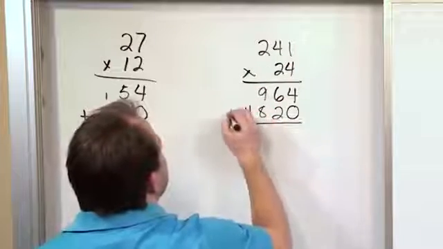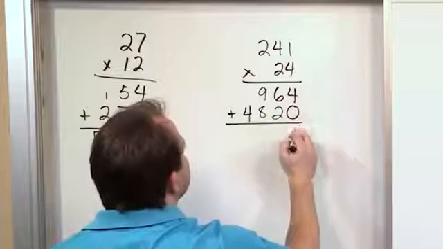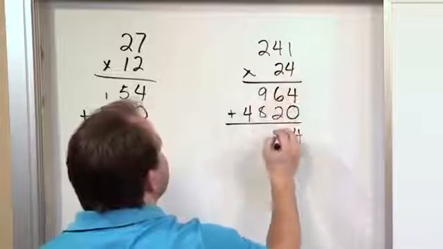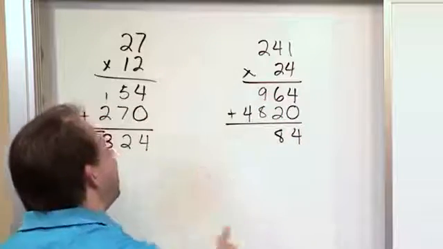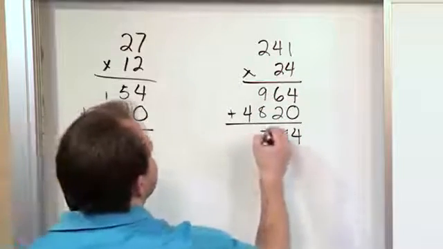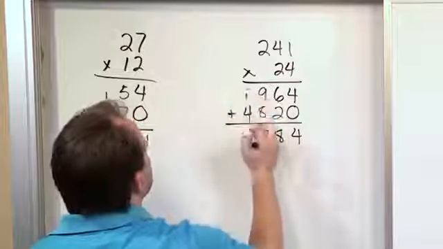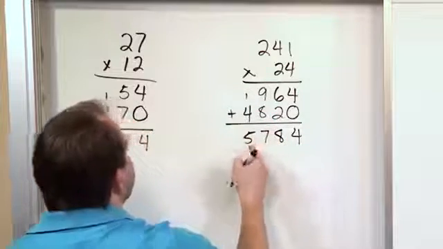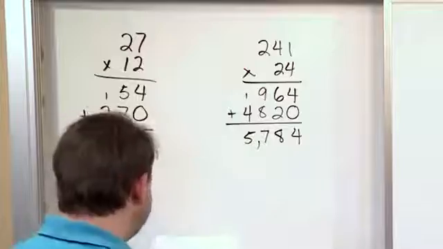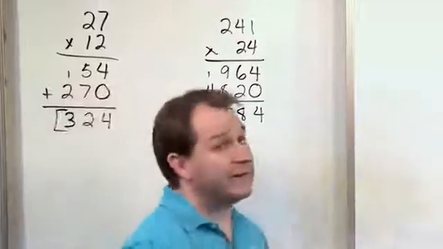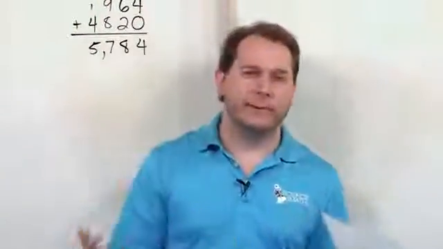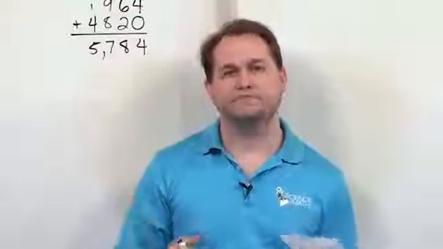So we draw a line and add up. 4 plus 0 gives us the 4. 6 plus 2 will give us 8. 9 plus 8, if you think about it, 17. So we put the 7 and carry the 1, and 4 plus 1 is 5. So there's 5,784 pages because it's a lot of books, and each book has a lot of pages. That's why there's so many pages in all.